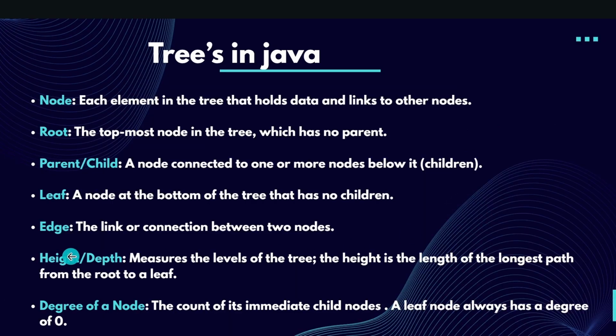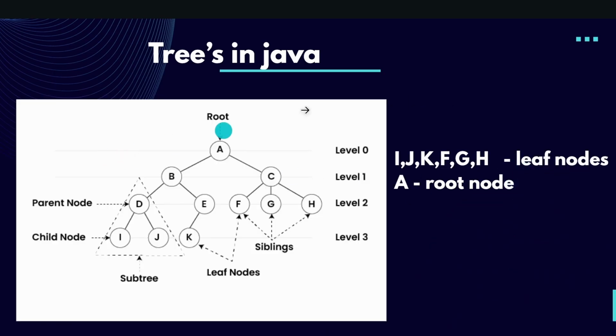Next are height, depth, and the degree of a node. The degree is the count of its immediate child nodes. So the number of child nodes is known as the degree of a node. If you see clearly over here in the diagram, you can observe all of this in a single image. This is known as the root.